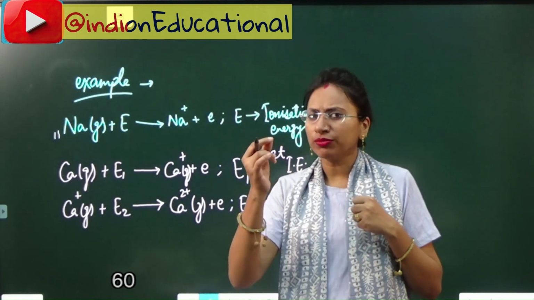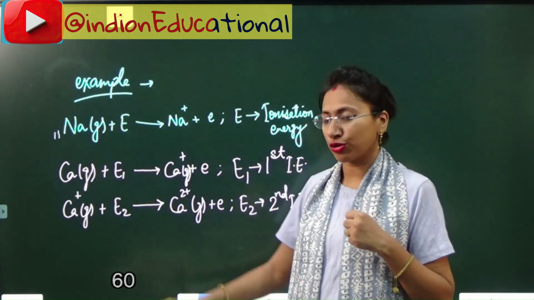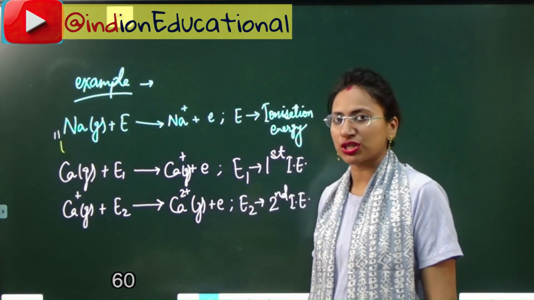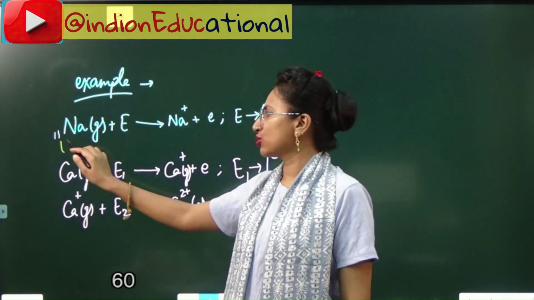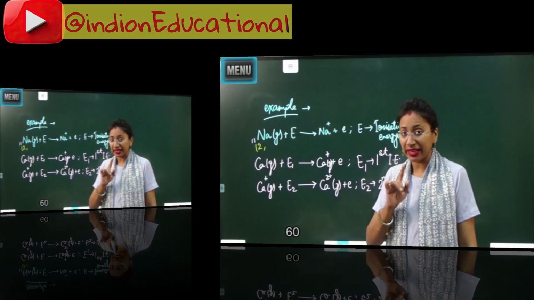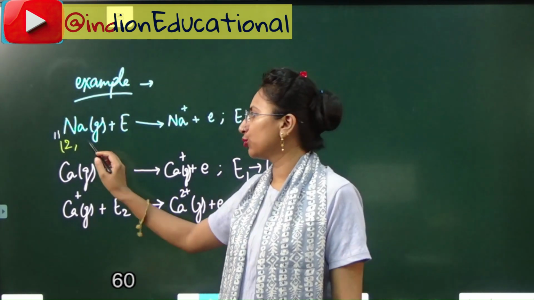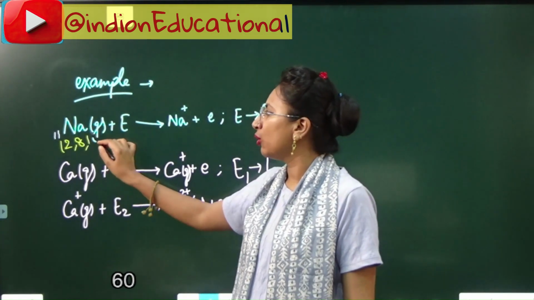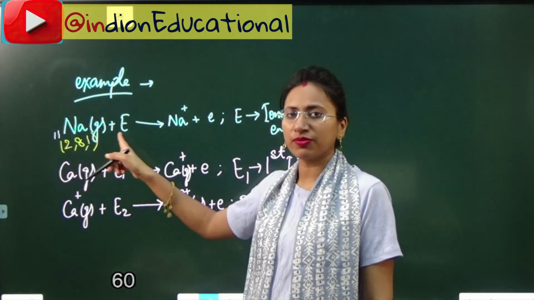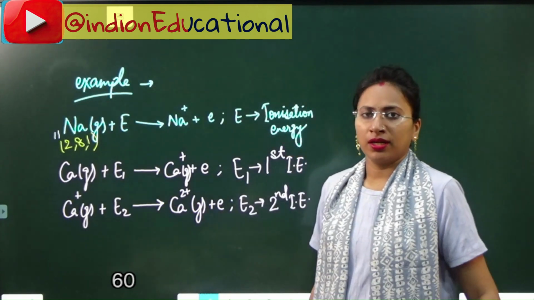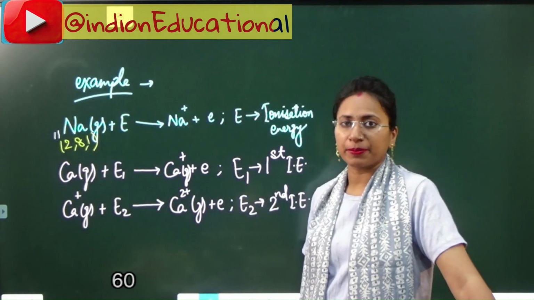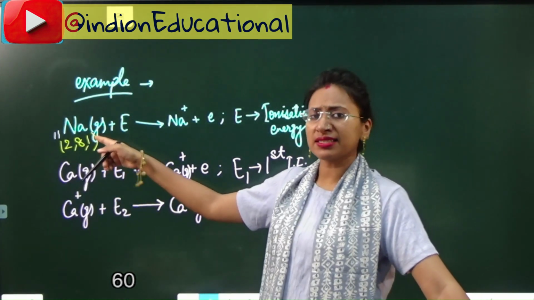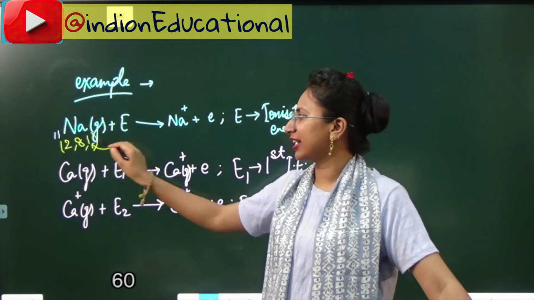If you want to remove the last electron, you should think in terms of its electronic configuration. Principal quantum number n equals 1 has 2 electrons, n equals 2 has 8 electrons, and n equals 3 has 1 electron. The 11 electrons are arranged in this manner. So this last electron is the one we have to remove.